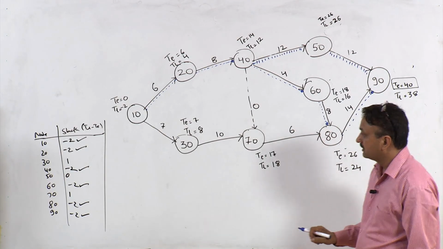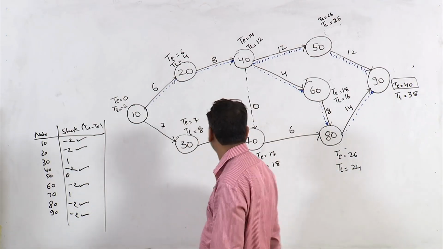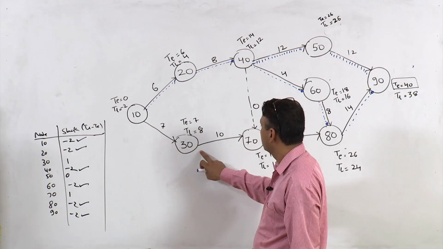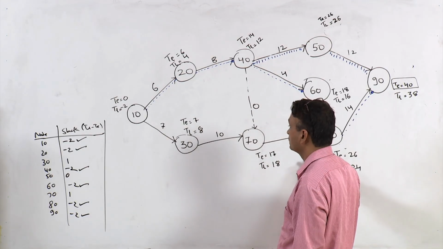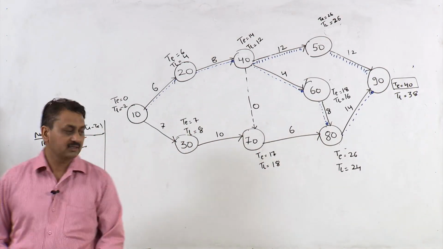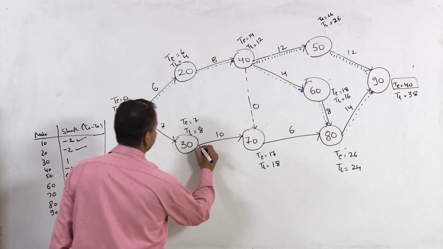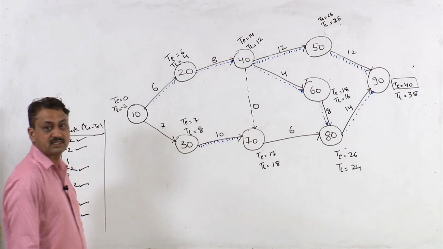Similarly, the next higher value is 30 and 70, so 30, 70 and 80. So this will also be your second semi critical path. So 30 to 70, this is also your semi critical path.